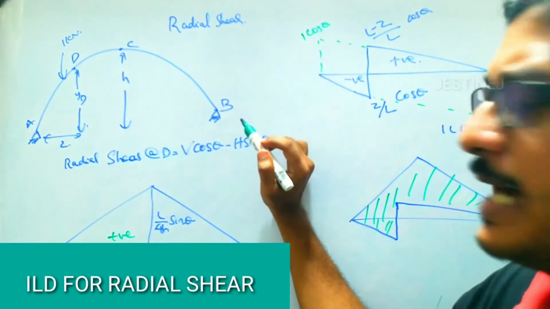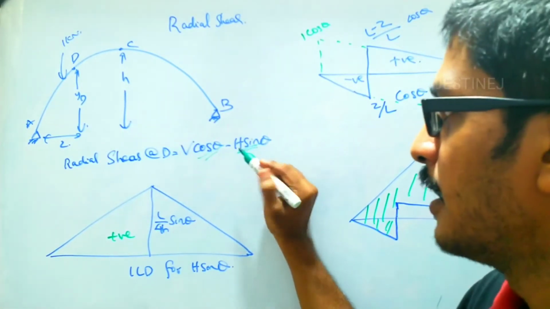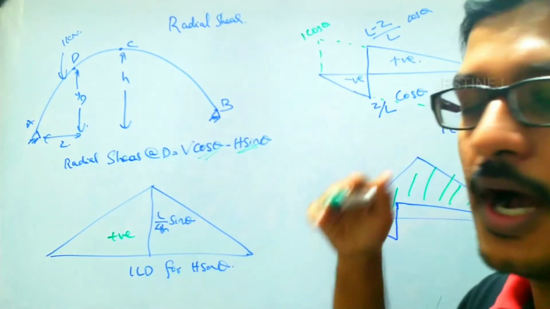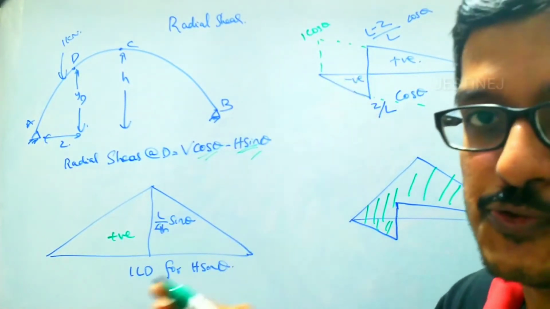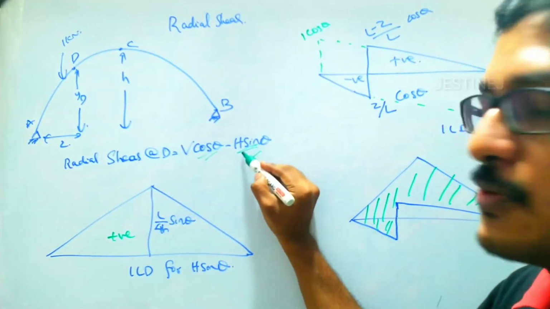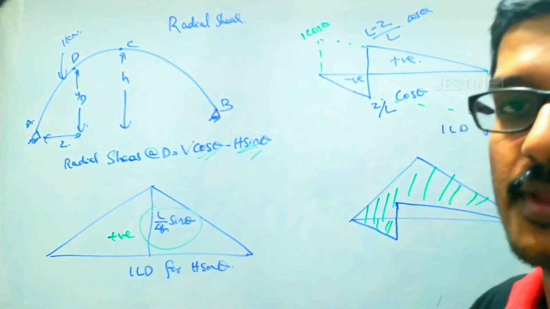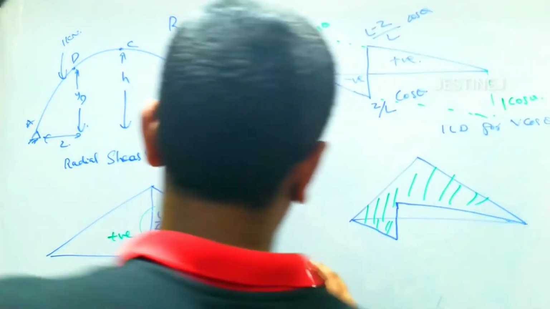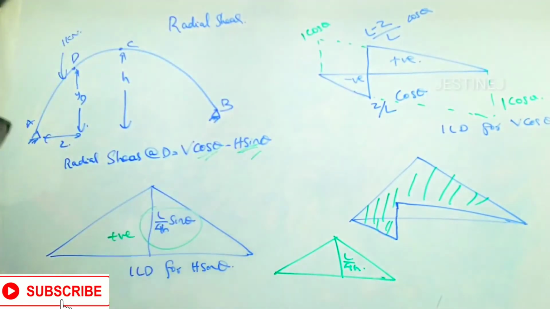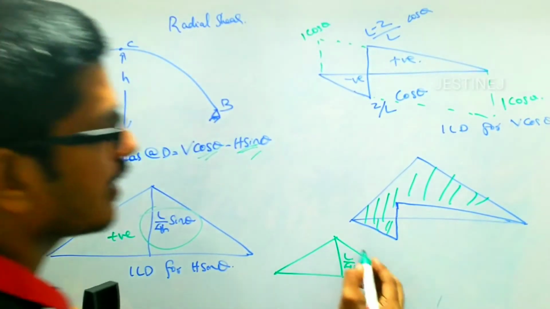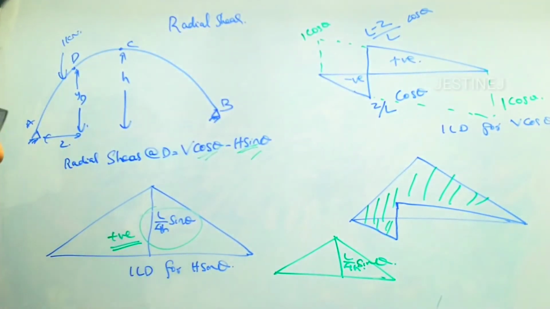In the case of radial shear, the magnitude will be V cos theta minus H sin theta. So we have to find out the ILD for V cos theta and the ILD for H sin theta separately, and after that you have to superimpose them. The ILD for H sin theta will be the same diagram we studied in the previous case. The ILD for H has magnitude L by 4h, so for H sin theta the value is L by 4h multiplied by sin theta. That is given here, and the magnitude will be positive.